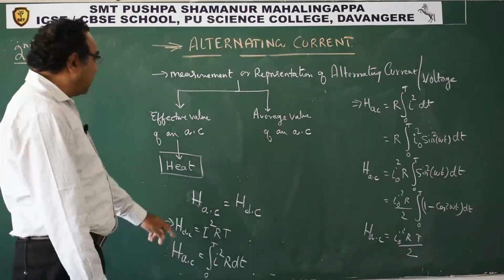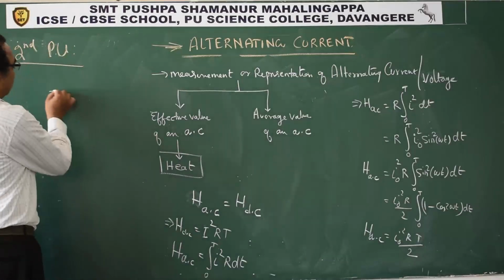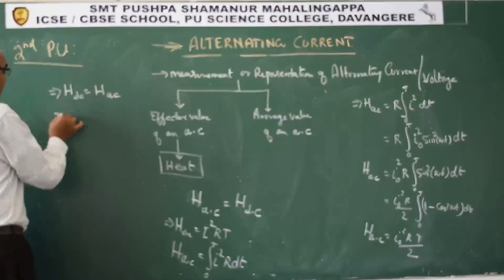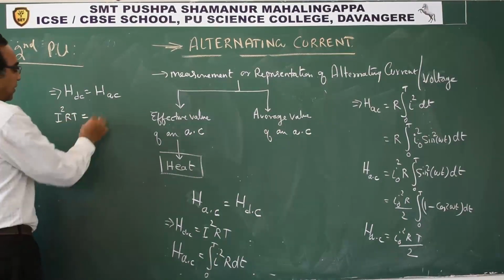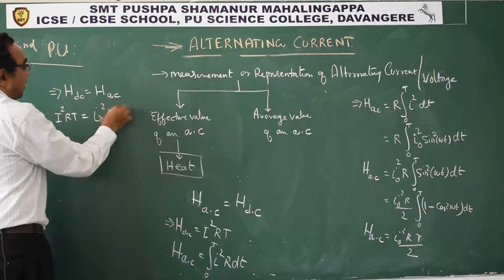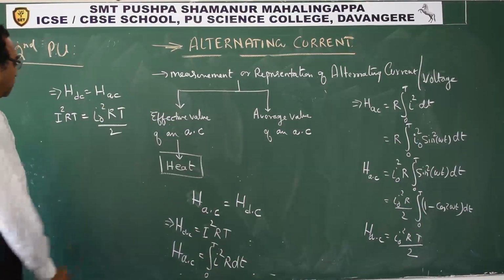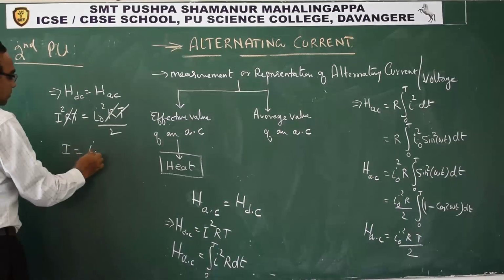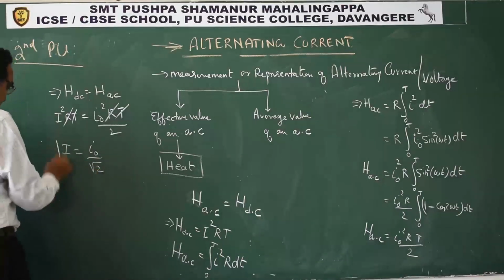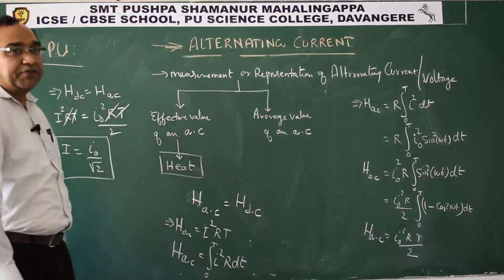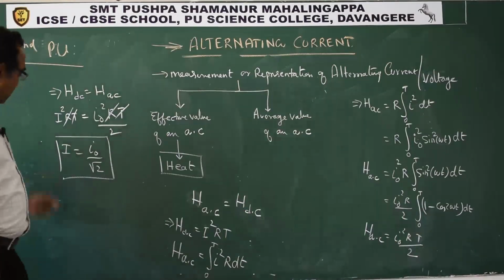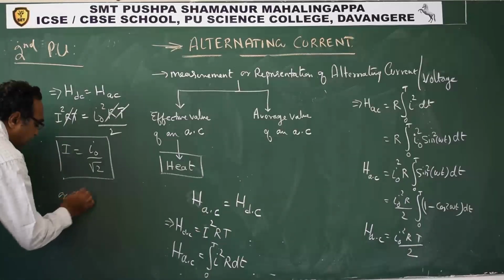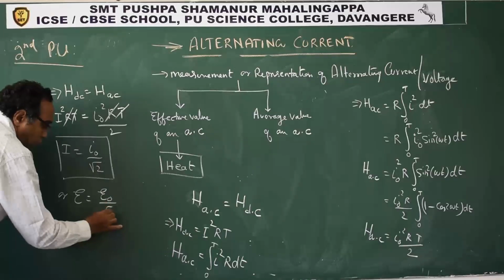So now try to evaluate. What do we have? H_DC equals H_AC. So I square R T is equal to I naught square R T by 2. R T cancels out. So what do we get? I is equal to I naught by root 2. This is the effective value of AC. Effective value of AC. For EMF also you can write E is equal to E naught by root 2. Same thing.